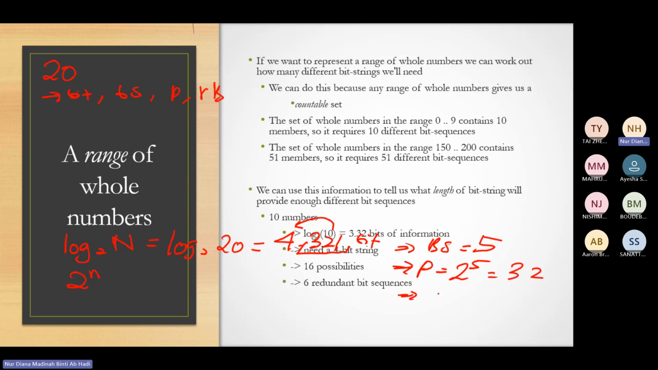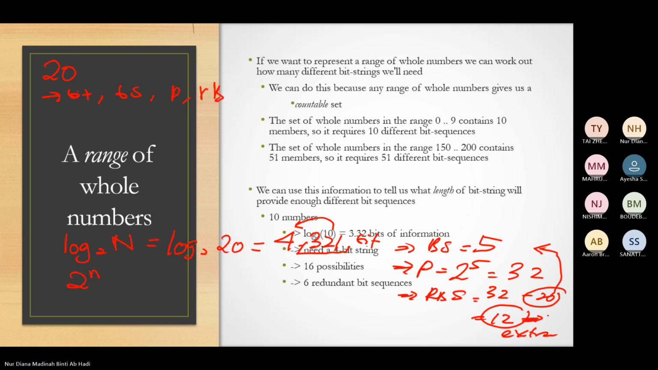So is there any redundant bit sequence? Do we have any redundant bit sequence? 12 redundant bit sequences. How do you get this 12? Because 32 minus 20. Yes, 32 minus 20. This 20 is what we required to be used only. So this 12 would be the extra.